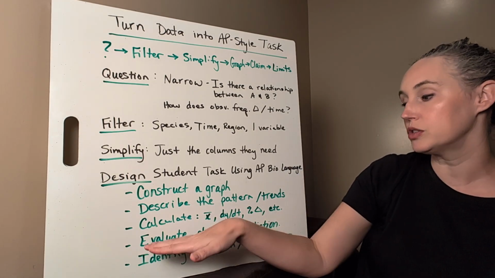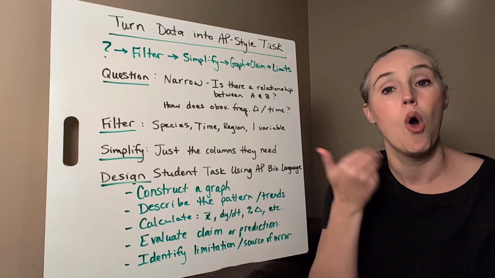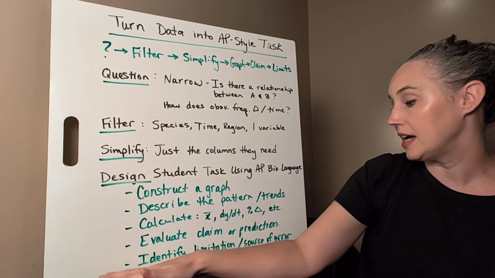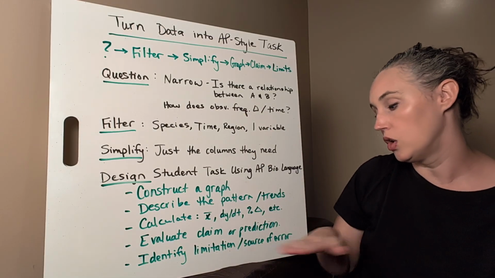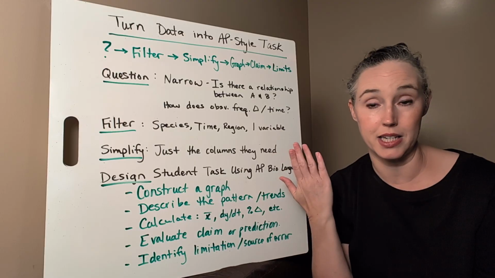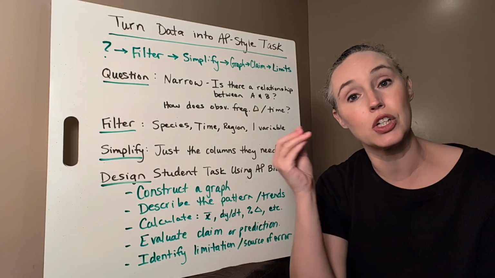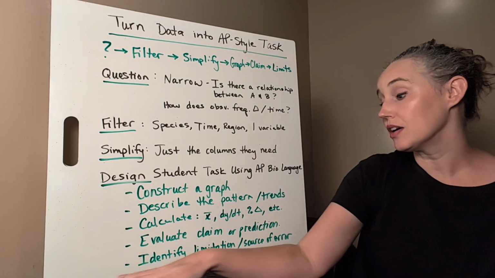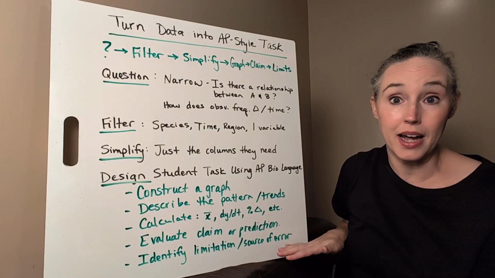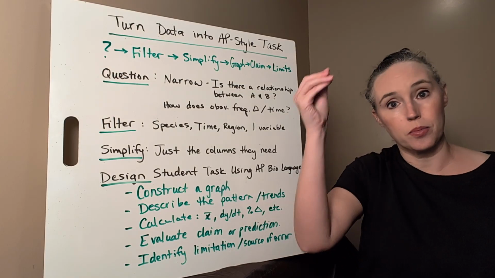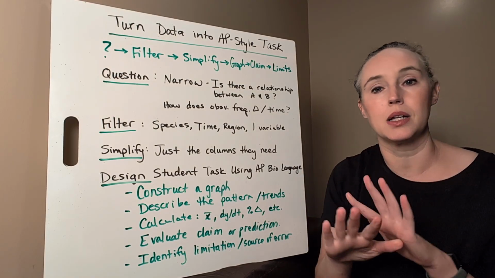Also, you want to have students evaluate a claim or a prediction, and then identify a limitation or a source of error in the data. And since this is community science data, there is plenty of that out there. And so this is an important thing because the data isn't going to be beautiful.